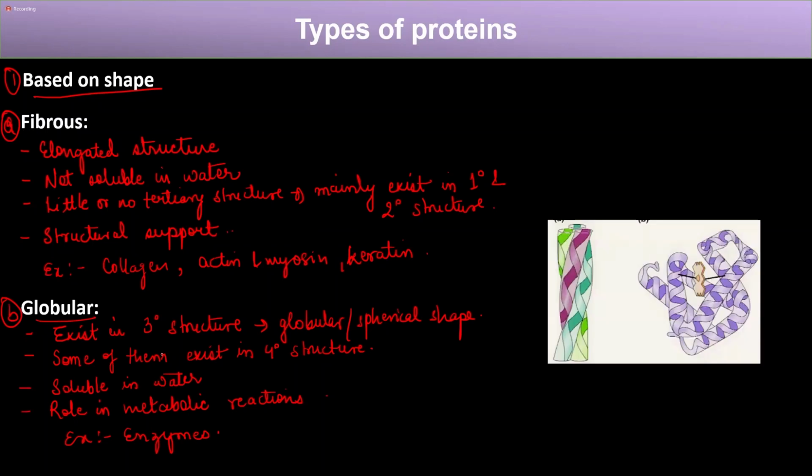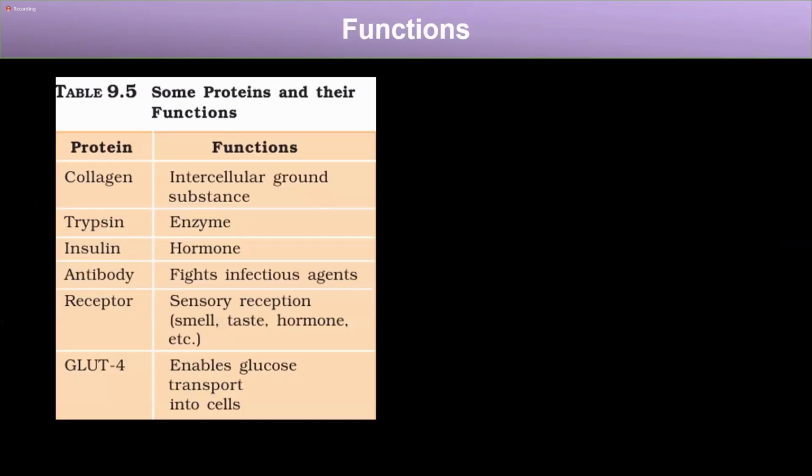Okay, if you look at the structure, here the first structure is fibrous protein. We can see they have an elongated structure, right? And the second is globular protein. They are folded in such a way that they have this tertiary structure that is spherical in shape. Okay, so these are the structures of fibrous and globular proteins.